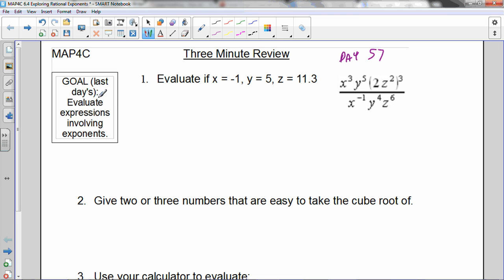Last day's goal is to evaluate expressions involving exponents. Big, long, nasty expression, but we're not going to substitute and use our calculator right away. We're going to do some exponent stuff, right? So let's do some exponent stuff. You see here that this 3 acts on everything inside the brackets. So this is z squared also cubed.